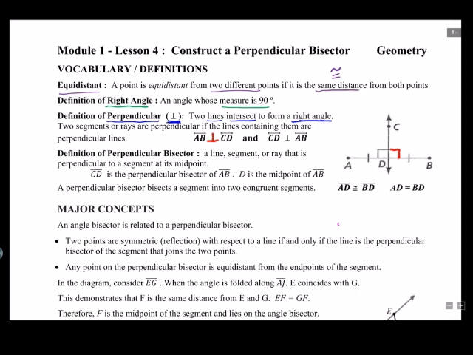Now, while we're looking at this, I want you to see something else. This is a straight line. These are a linear pair, and we know that a right angle measures 90 degrees. So we know that this angle measures 90 degrees as well. The linear pair postulate says they are supplementary, and 90 plus 90 is 180.